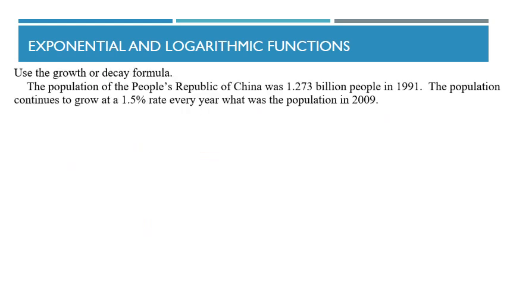All right, exponential growth and decay models. The population of the People's Republic of China was 1.273 billion in 1991. It grows at a rate of 1.5% every year. What was the population in 2009? So if I identify my information, this is my starting value here. I've got a rate here. And my time is from 91 to 2009. So you don't put 2009 in. You're going to subtract those two or find the difference, whatever's easiest for you. But my time is actually 18 years.